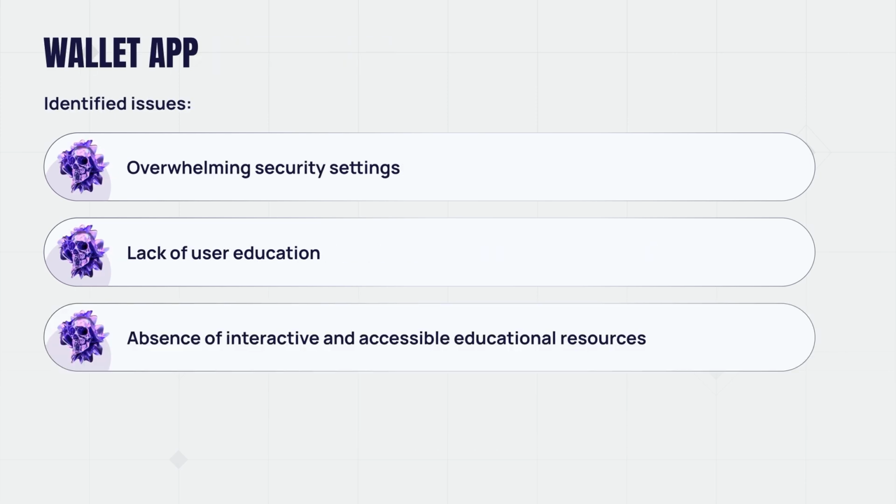Third was a wallet app we were working with. The issues we identified were that their security settings were very, very overwhelming, so users often felt very confused and often didn't even know what to really do with the app. And also the lack of user education, because they were targeting a lot of Web2 users as well, but didn't really do something that helped bridge the gap. And also the absence of interactive and accessible educational resources. They didn't want a static help section. They wanted something that really helps them to know the app better as they continued using it.